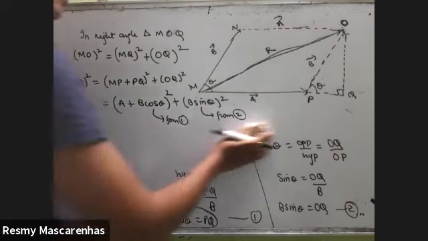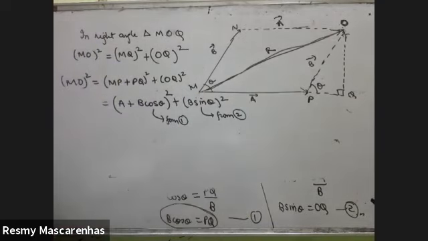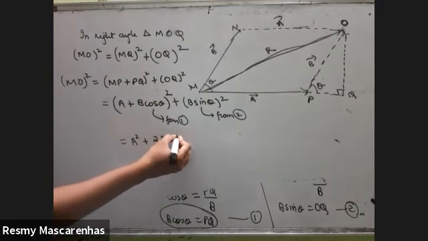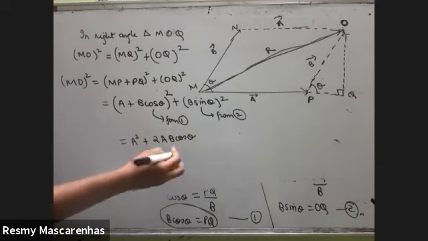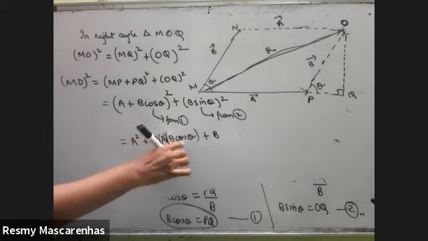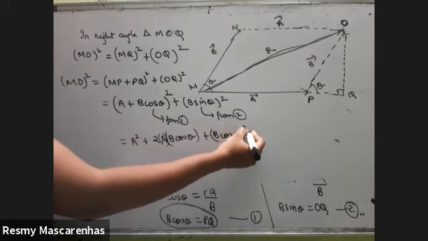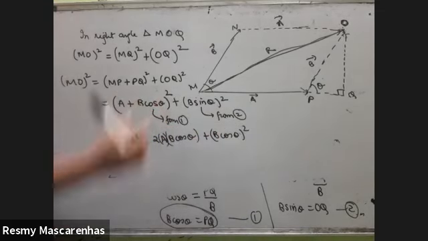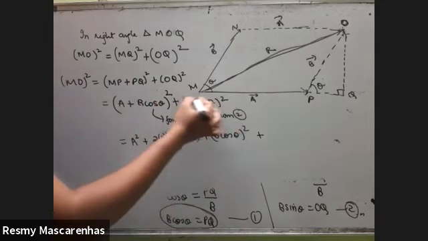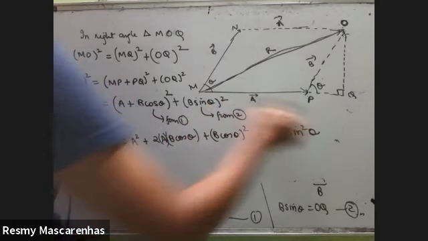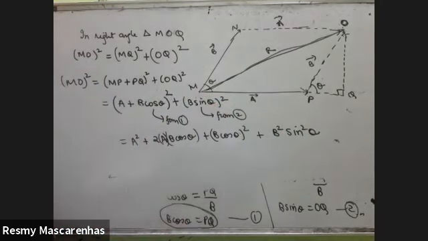And now let us expand this. We'll use the formula A plus B the whole square. So this is A square plus 2AB, then B square. B square means the whole thing. This whole thing is like B. This is your first term, this is your second term. Then this square will belong to both the terms. So B square and this will be sine square theta. Square will belong here also, square will belong here also.